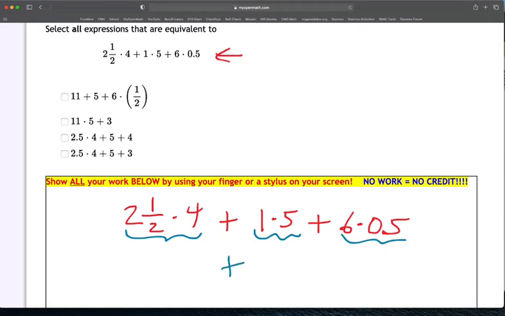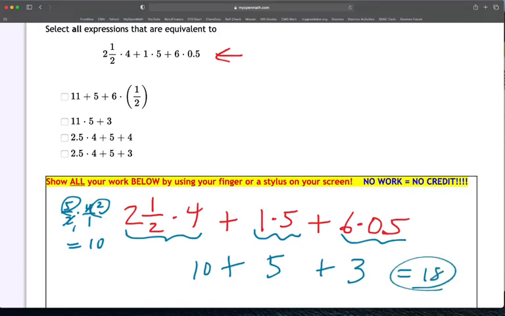I'll take the two easy ones first. 1 times 5 is 5. 6 times 0.5 is 3. And then up here off to the side, 2.5 is 5 halves. We can think of 4 as 4 over 1 if we need to. Do a little bit of cross-reducing, and we can see that 2.5 times 4 is 10. And so when we simplify that entire original expression, it simplifies to 18.